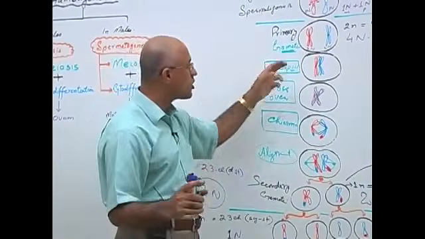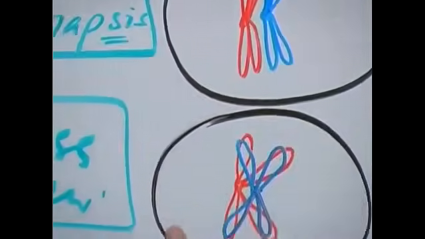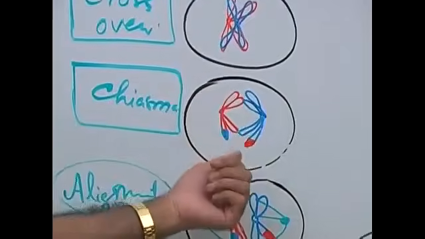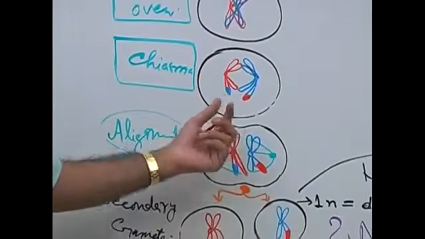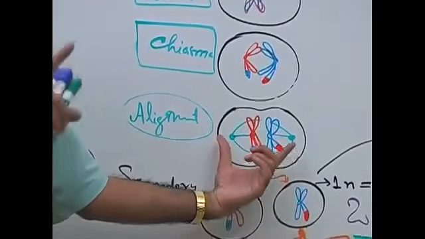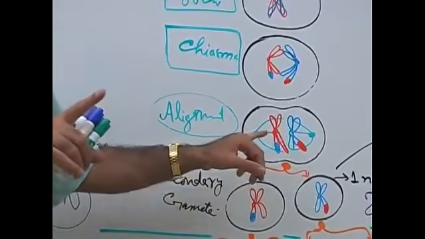During the first step of meiosis, some special events occur. Number 1, homologous chromosomes pair with each other, synapsis. Then homologous chromosomes cross over and exchange genetic material, and then they separate from each other, making the structure of chiasma. Eventually they align themselves and separate from each other, but remember the centromeres don't break down. This is the first meiotic division.